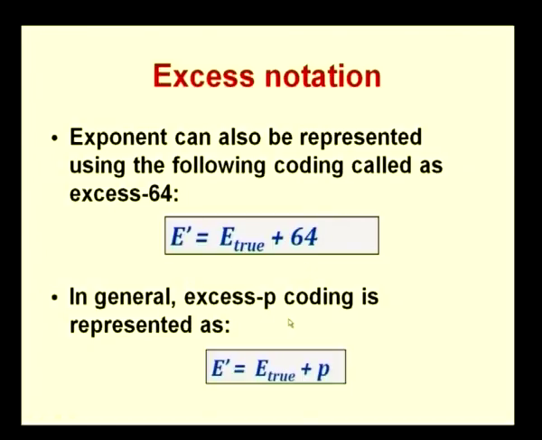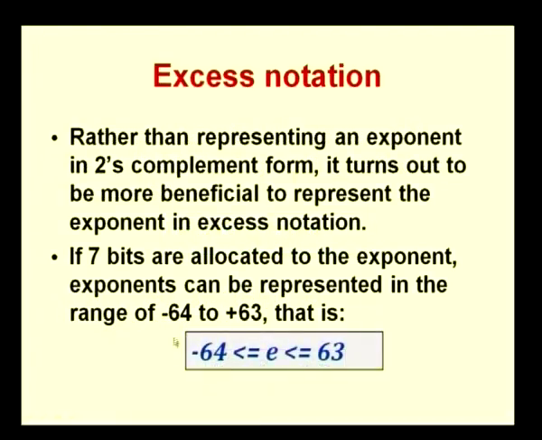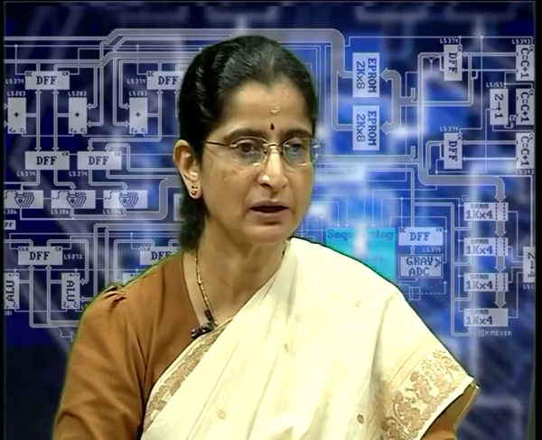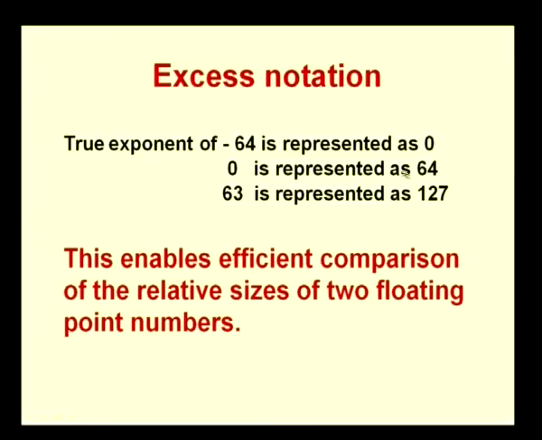So in general, any excess p coding is represented as E dash is equal to E true plus p, whatever be the value of p. In this case, the advantage of choosing an excess 64 representation is that minus 64 will become minus 64 plus 64, which is 0. 0 will be represented as 64 and 63 will be represented as 127. So what happens now? All our exponent values become positive numbers.